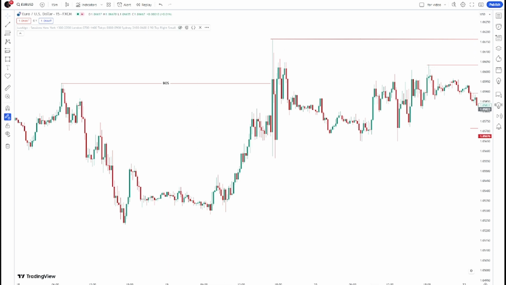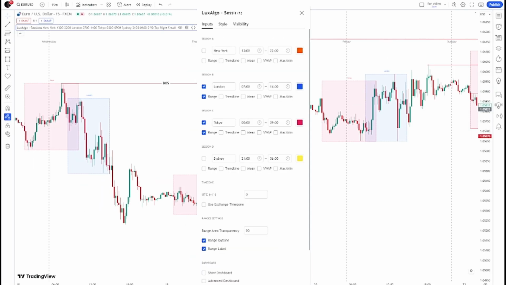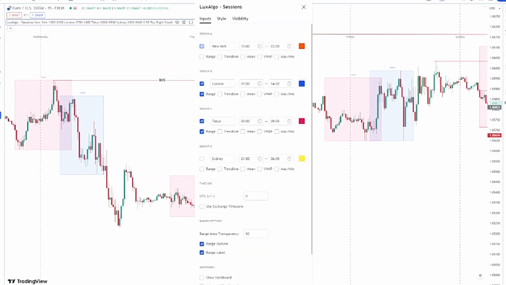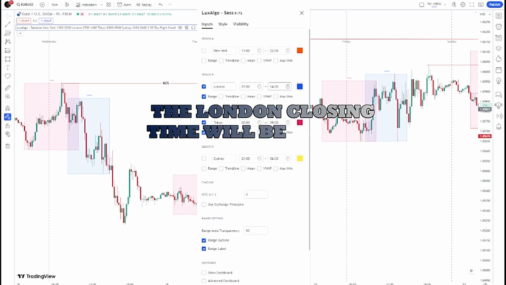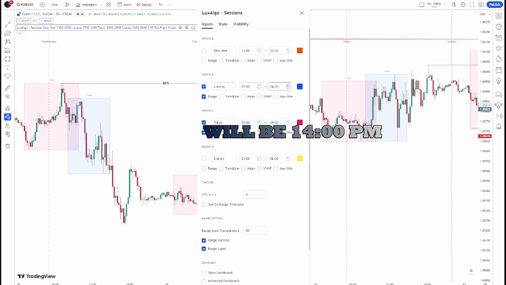So this is mine, and it doesn't end there. You're going to click on settings to do some adjustment. If you apply yours, all these sessions will be filled. You need to uncheck Sydney, uncheck New York range and New York time. Once you have unchecked that, go to your London, and the closing time should be 14 o'clock p.m. That gives you the timing of when to be off from the market.